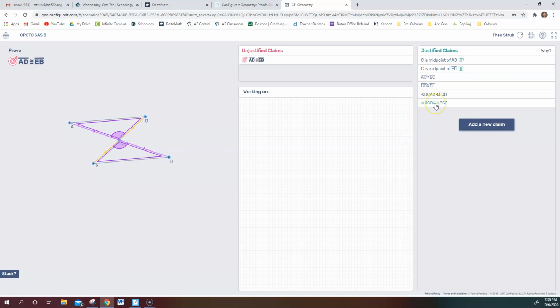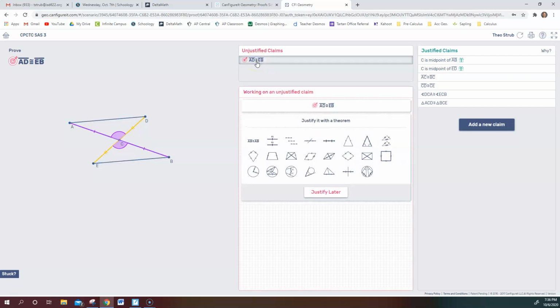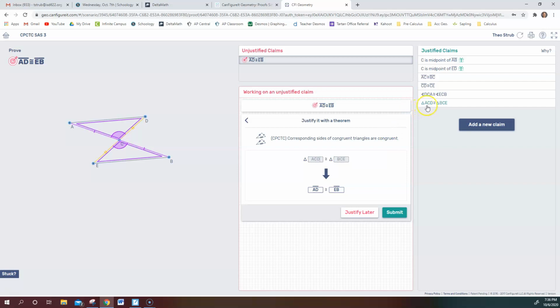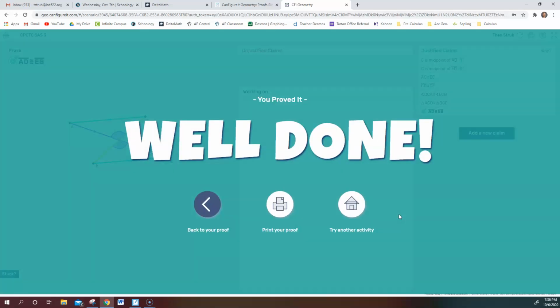And now notice the triangles are congruent, but I'm not done because they want me to finish with the pieces. AD is congruent to EB. Well, now that the triangles are congruent, I know that CPCTC, corresponding sides of congruent triangles, are congruent. And then what triangles are congruent? We just proved it. Click there, submit, and you're done.